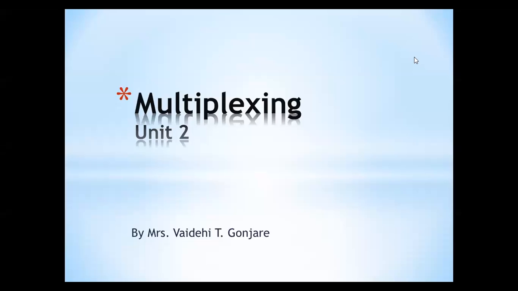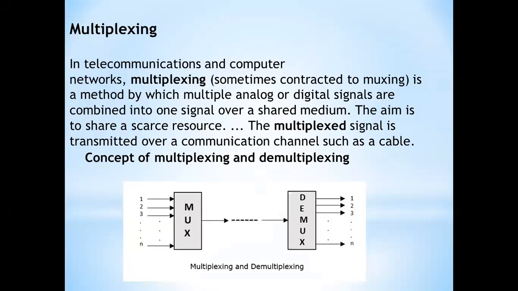Hello everyone, today we are starting unit 2 and the topic is multiplexing. Multiplexing is the process of simultaneous transmission of two or more individual signals over a single communication channel. Due to multiplexing, it is possible to increase the number of communication channels so that more information can be transmitted. The typical applications of multiplexing are in telemetry and telephony or in satellite communication.